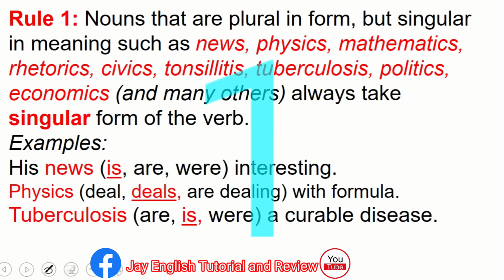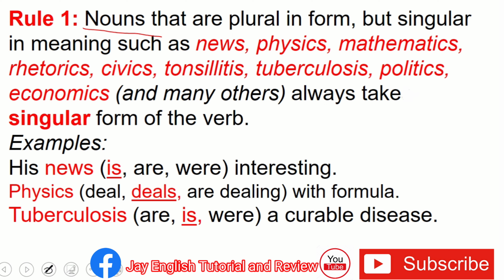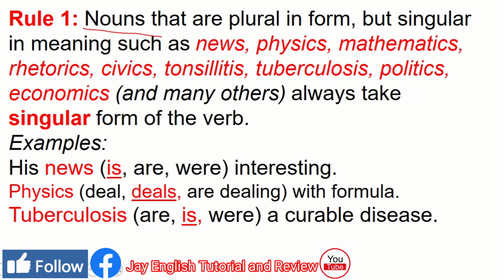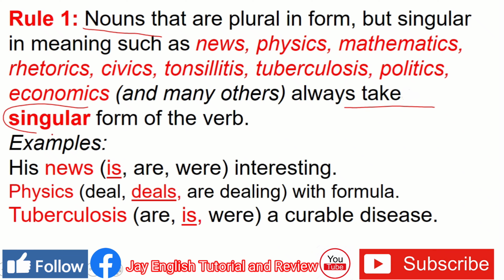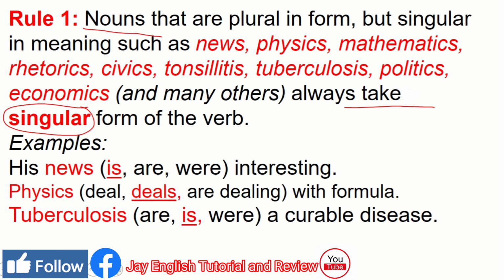rule number 1. Nouns that are plural in form but singular in meaning, such as news, physics, mathematics, rhetorics, civics, tonsillitis, tuberculosis, politics, economics, and many others. This means that there are more words other than these. Always take a singular form of the verb. What does it mean? It means that when you use these words in the sentence, you are always going to pair them with a singular verb.